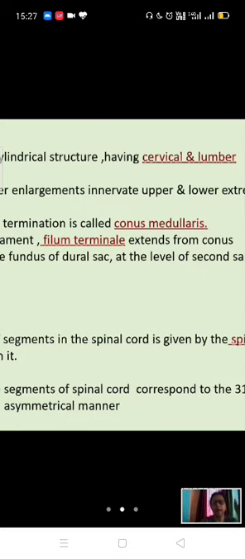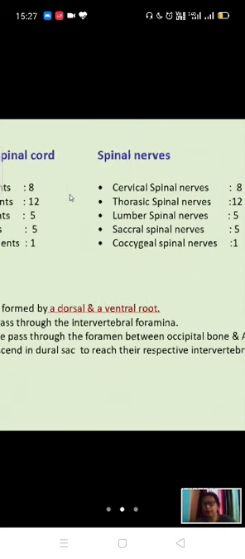So that's why the spinal cord corresponds to 31 pairs of spinal nerves. 31 pairs of spinal nerves are arising from the spinal cord. So the number of segments is 31. These are the 31 segments of spinal cord. So whenever you are asked how many spinal nerves are coming out, never say it's 31. 31 pairs of spinal nerves are coming out from 31 segments.